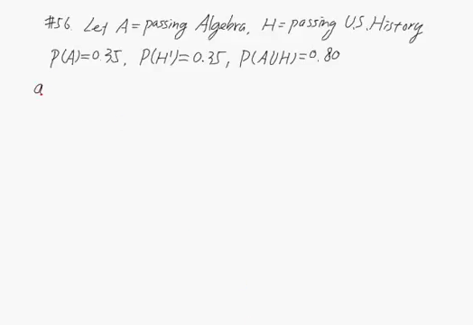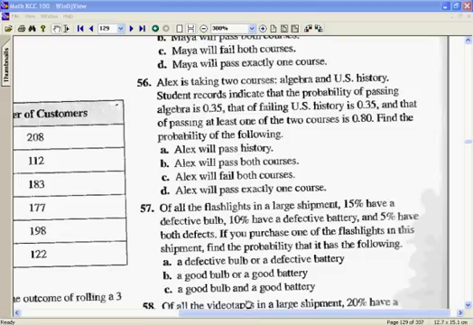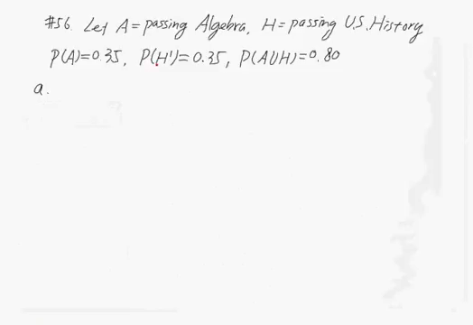Then let's go to part A. Alex will pass the history. So right now we know P of H prime, so we want to find P of H. So P of H is equal to 1 minus P of H prime, and this is 1 minus 0.35, so that's equal to 0.65.